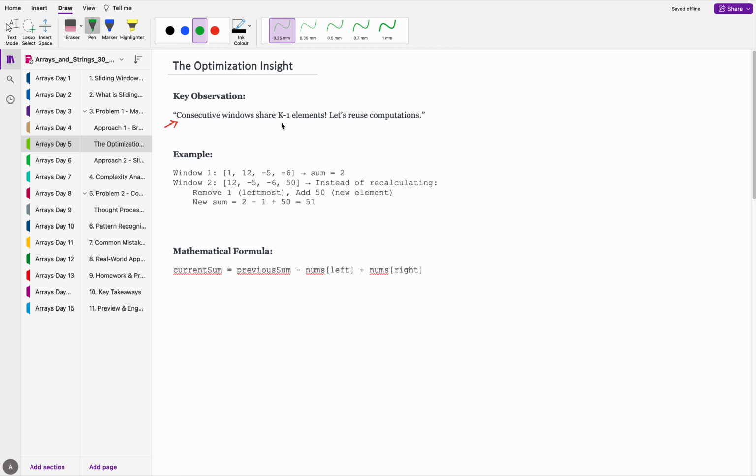Consecutive windows share k minus 1 elements. That's what I was talking about. Our consecutive windows share k minus 1 elements. Okay, so let's reuse the computation. How to use it? Let's see here. What did we do in Window 1? It was 1, 12, 15, minus 5 and minus 6, then 2 came.